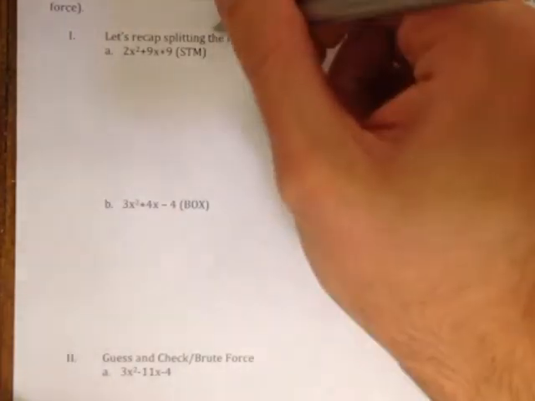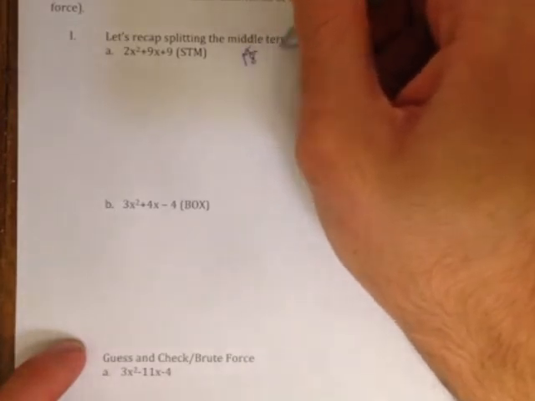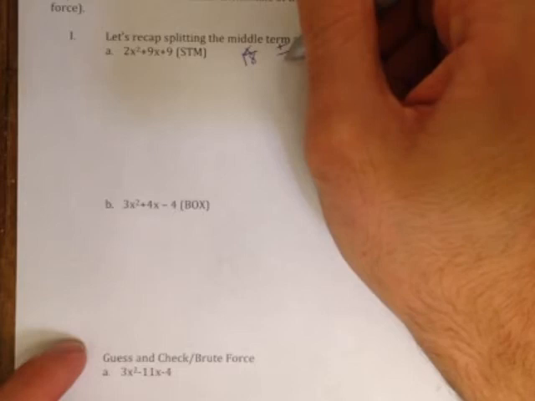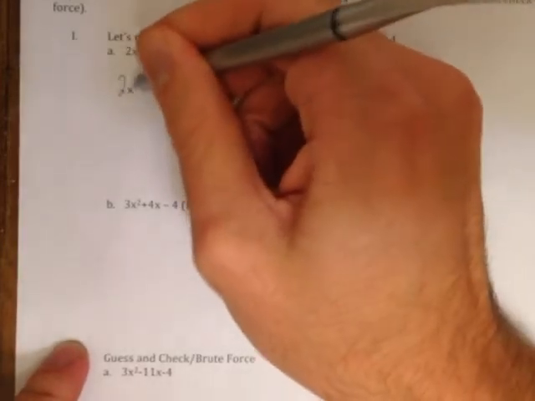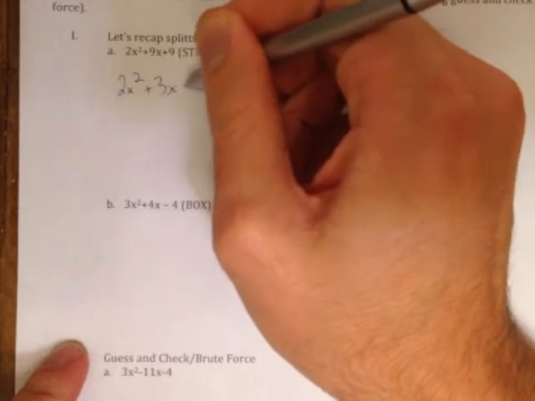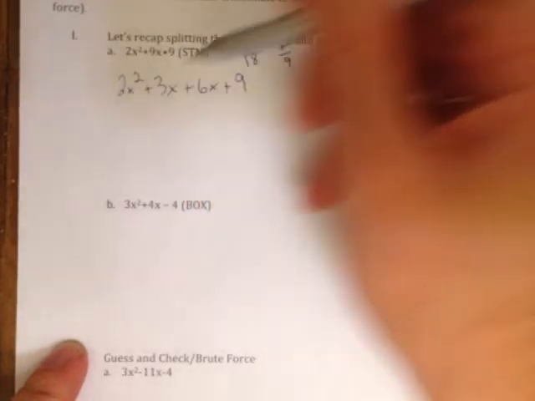Okay, welcome back. So here, your target number was 18. We were looking for numbers that multiplied to 18 and add to 9. Those would be 6 and 3. Again, the order you put them in doesn't matter. I'm going to go 3 and then 6. Doesn't really matter. You'll get the same answer either way.